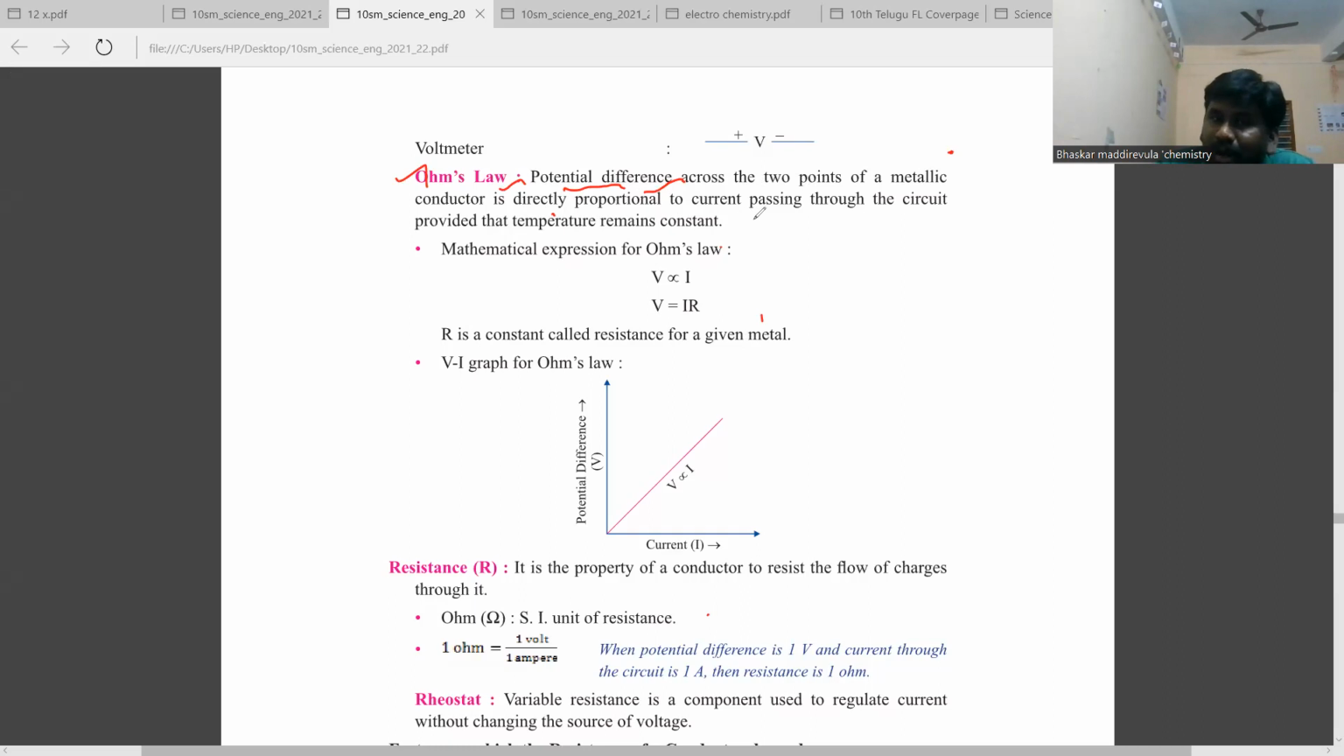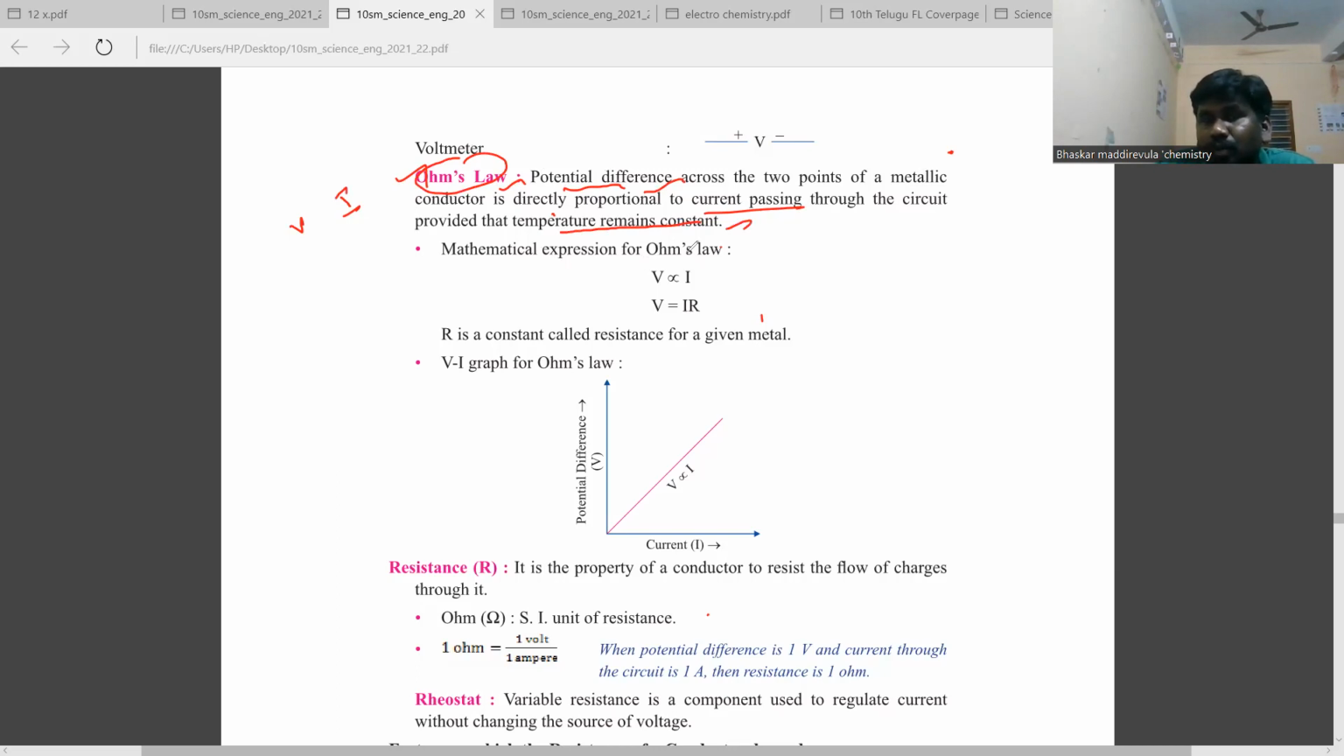Ohm's law gives a relation between the potential difference across two points of a metallic conductor and the current passing through the circuit, through the metallic wire. It gives a relation between the potential difference V and current I. According to Ohm's law, the potential difference across two points of a metallic conductor is always directly proportional to the current passing through the circuit at a constant temperature.